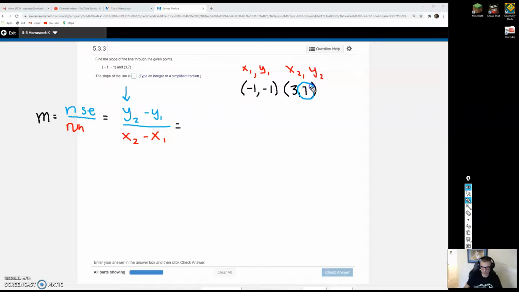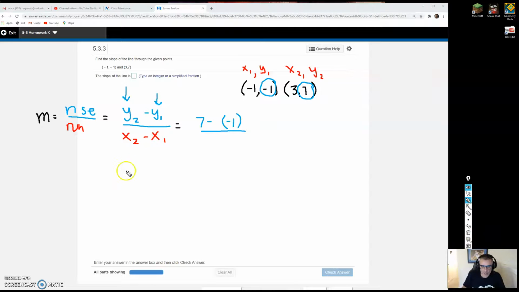Here's y sub 2 right here, so I do 7. I always have a minus sign. And then I need to find y sub 1, which is right here. So 7 minus a negative 1. So this will tell me the length of my blue arrow.